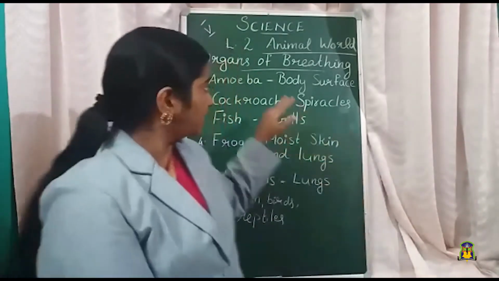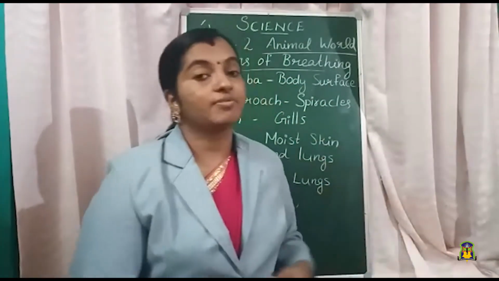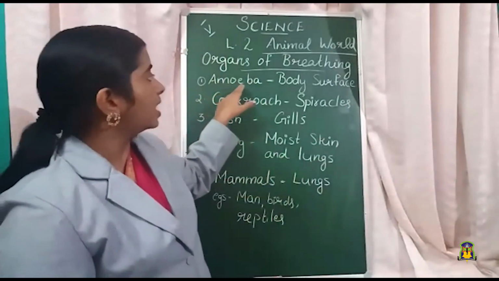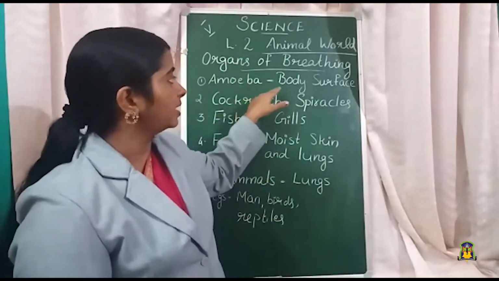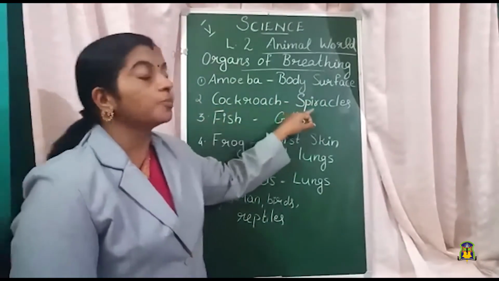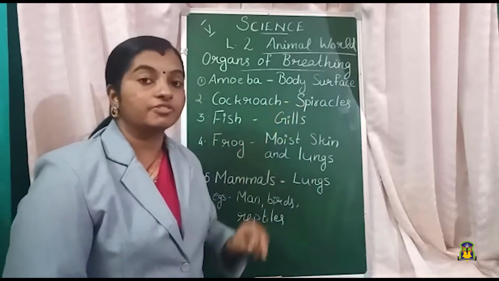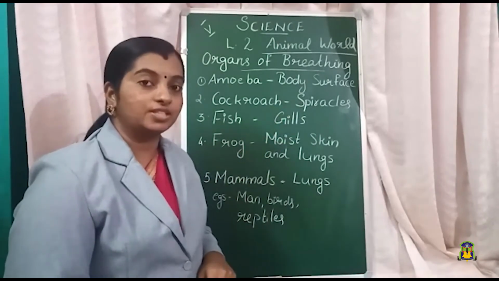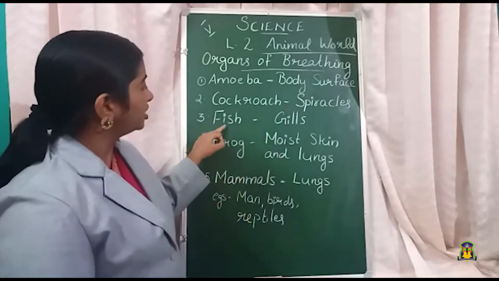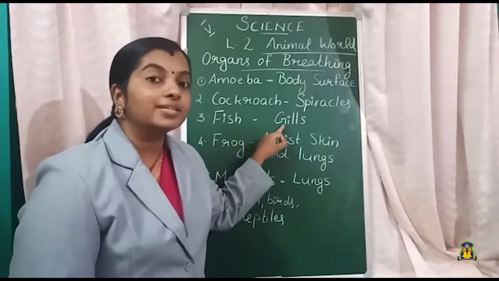So these are the main organs of breathing in the case of some organisms that we will discuss once again. Amoeba is a microscopic organism and it uses its body surface. Then cockroach. The cockroach has spiracles. Spiracles means tiny holes present on the surface of the body which help in the exchange of gases. Then fish. Fish is an aquatic animal and the exchange of gas takes place through the gills.